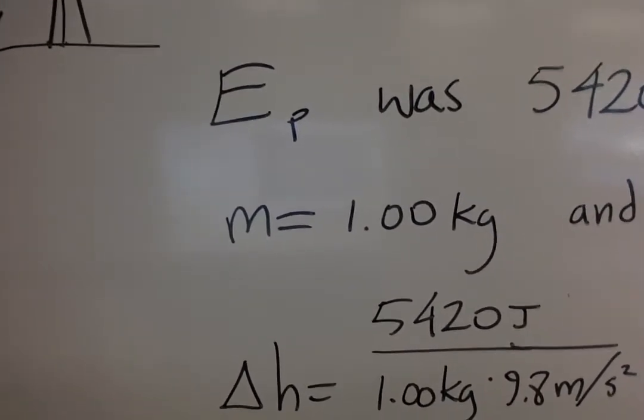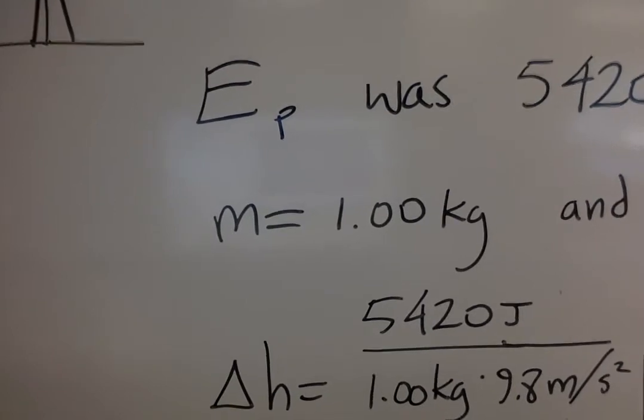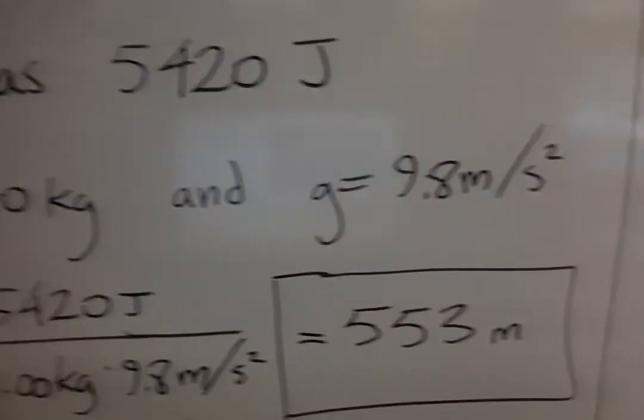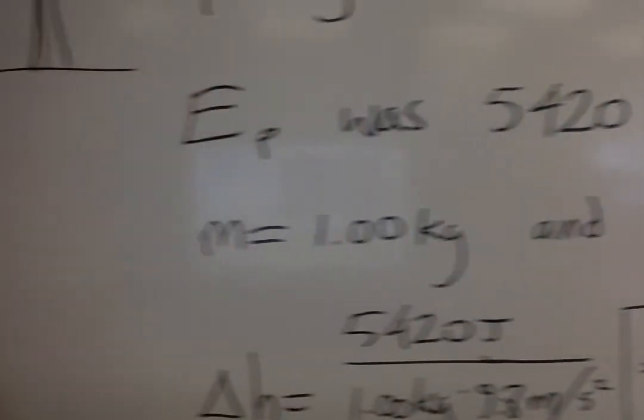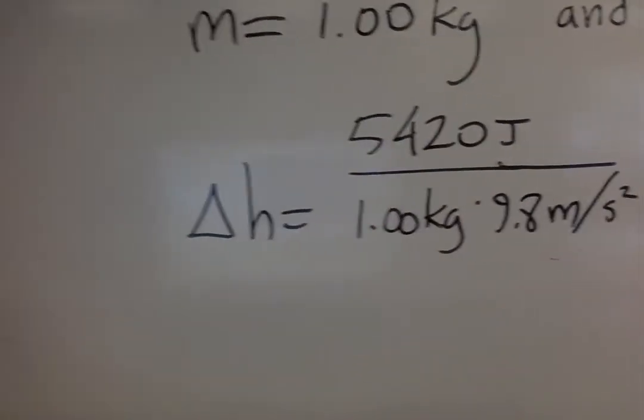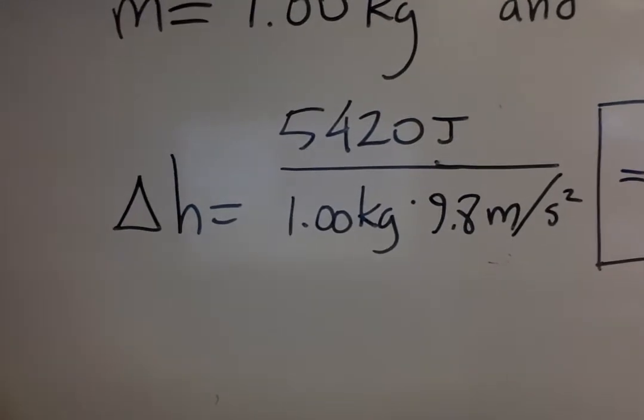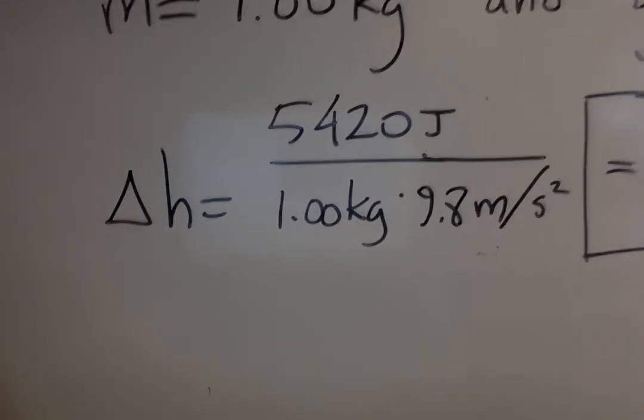How heavy is the mass? What's this mass? 1 kilogram. On Earth, acceleration due to gravity is 9.8 meters per second squared. We take that information and we put it into the equation. I'm going to say that a lot, or I do say that a lot.